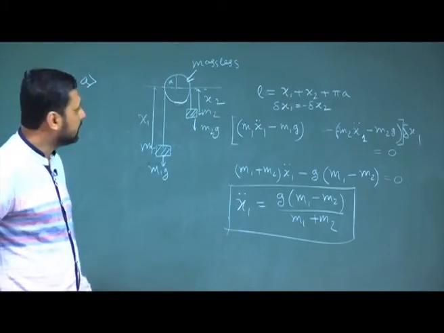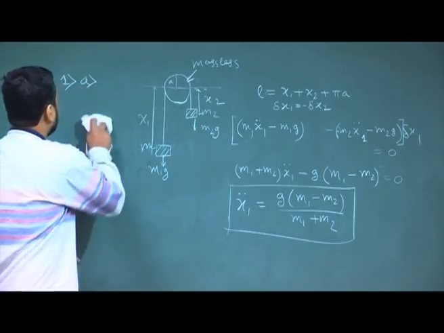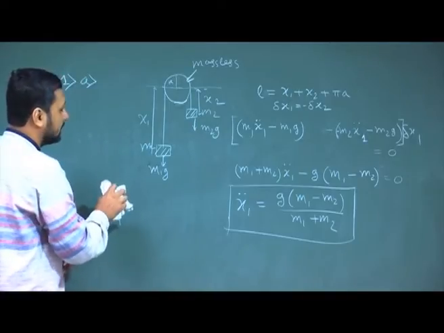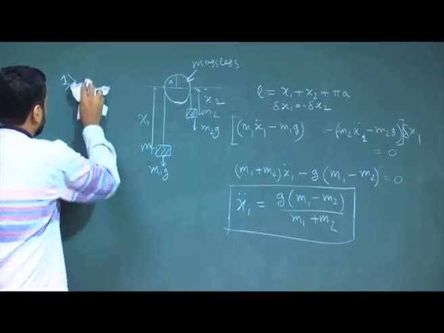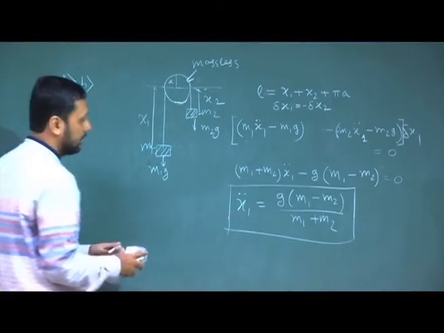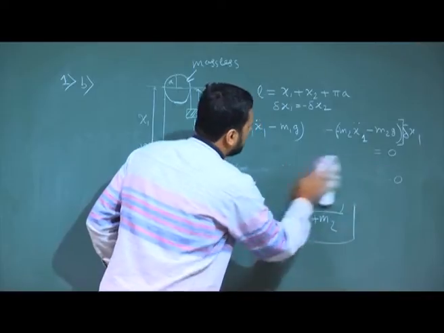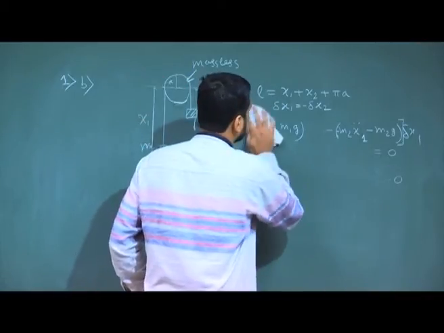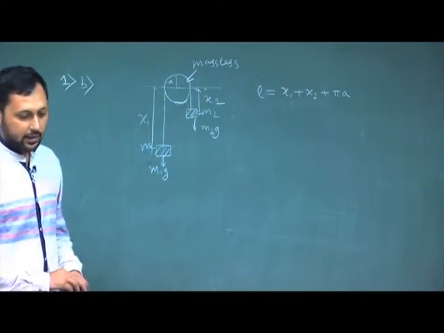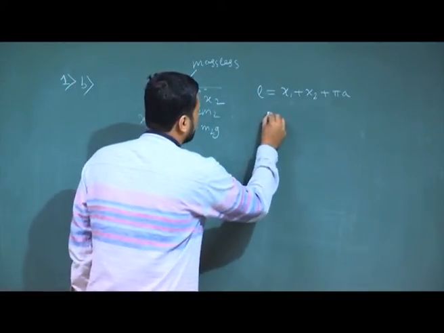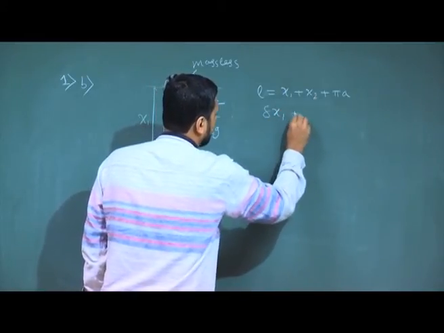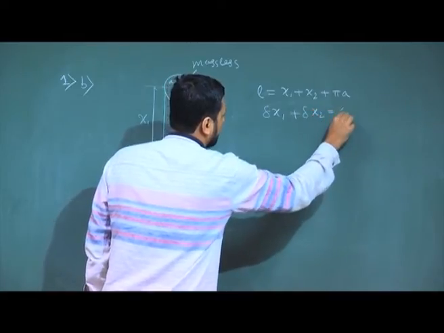The same equation we can solve by... so this was by D'Alembert's principle. Now, the same equation has to be solved by Lagrange's equation of first kind, which is like including this constraint condition explicitly, and including this constraint means once again the constraint can be written as delta x1 plus delta x2 is equal to 0.